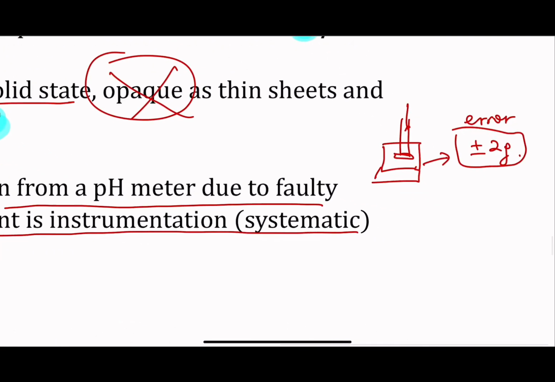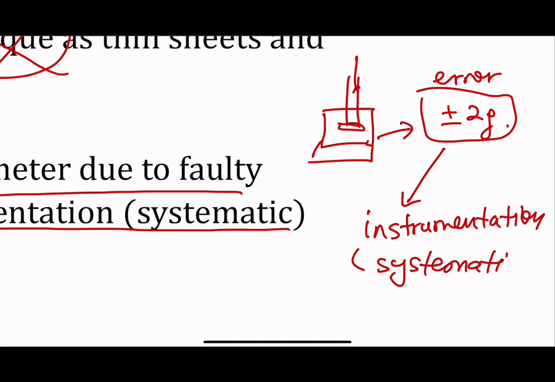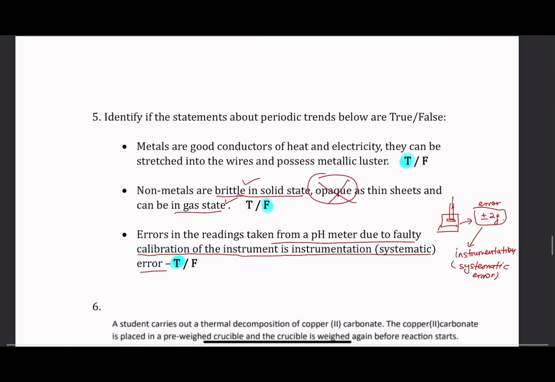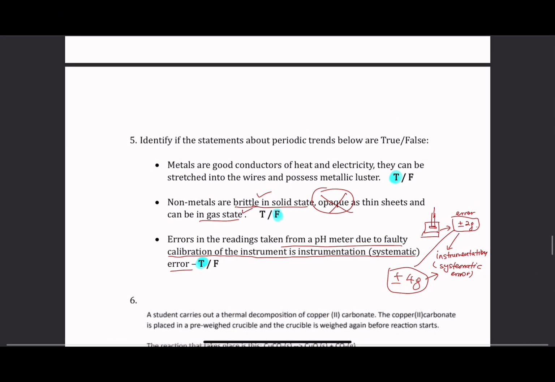We know that this is something associated with the scale itself. It is given to us, and this type of error is instrumentation error, which is also systematic error. Okay, systematic error. If something happened, like your scale fell down or something, this number can go up to plus minus, I don't know, 4 grams. And this is still again a systematic error.